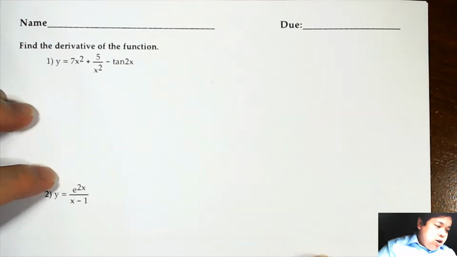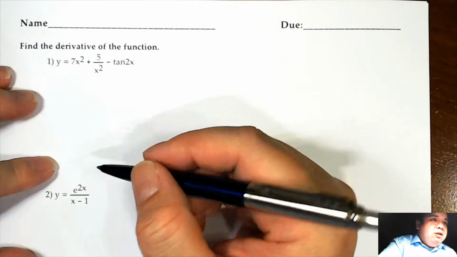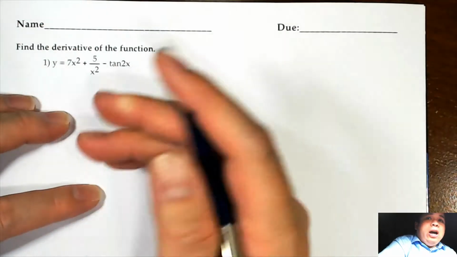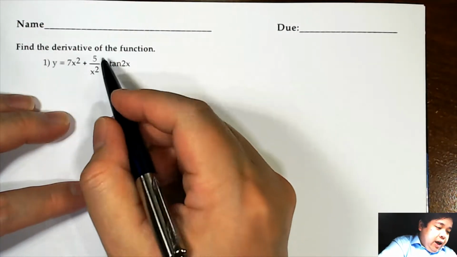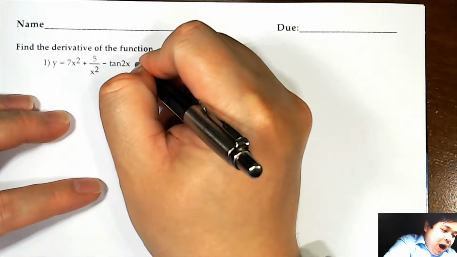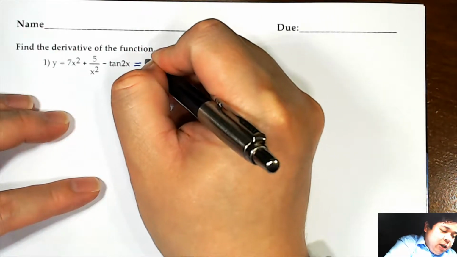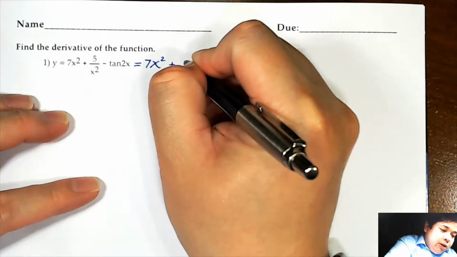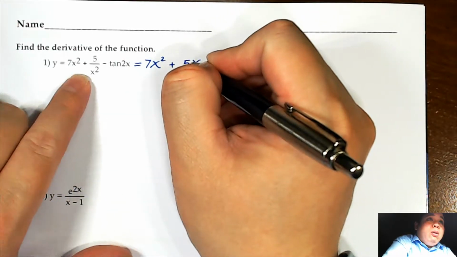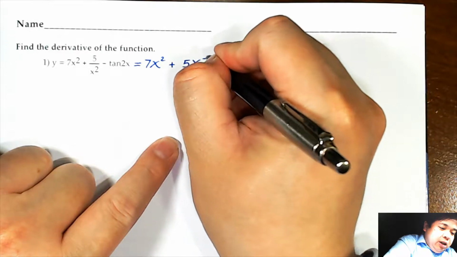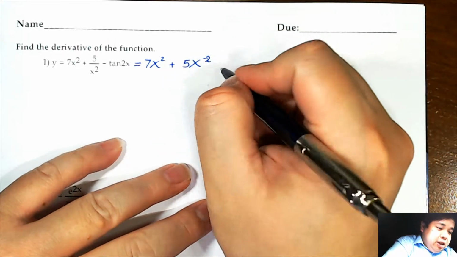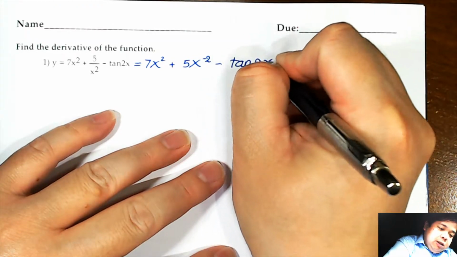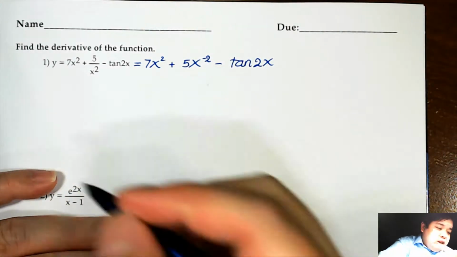Right, the first question, find the derivative. This is very straightforward. Derivative of 7x squared, that is power rule. And 5 over x squared, that is also a power rule, but I will rewrite: 7x squared plus 5, x squared from the bottom move to the top, turn into negative 2 power, minus tangent of 2x. And then we take derivative.